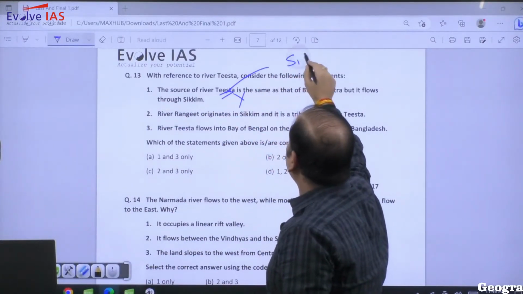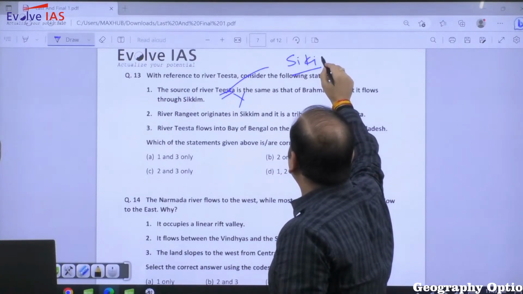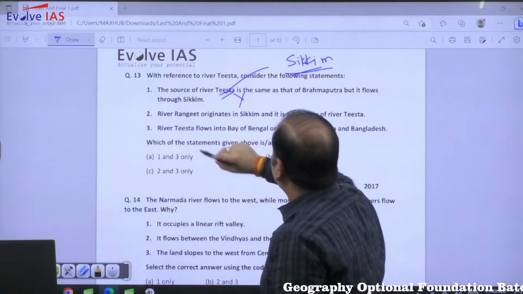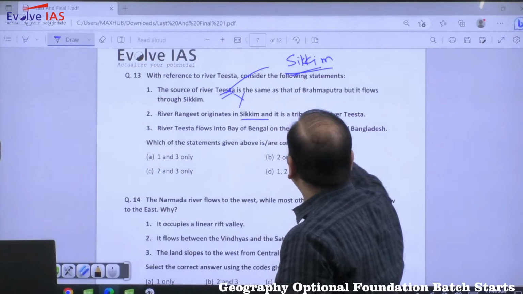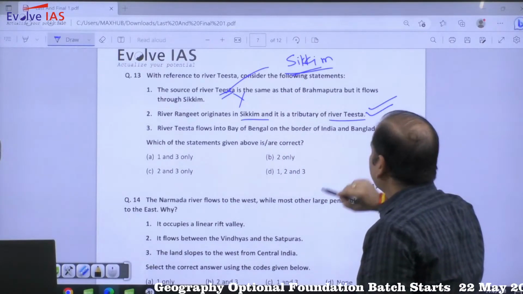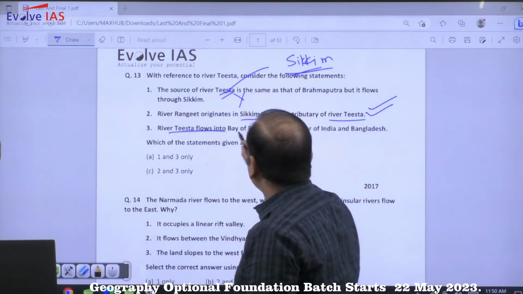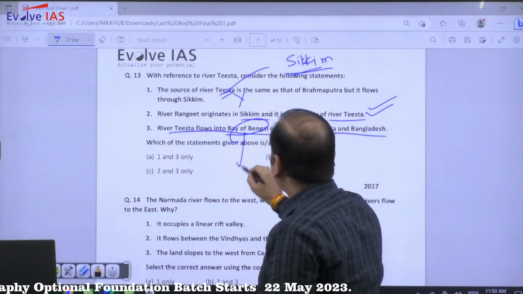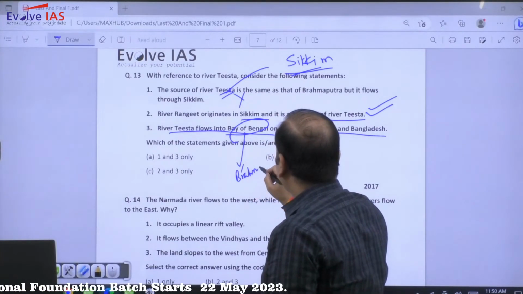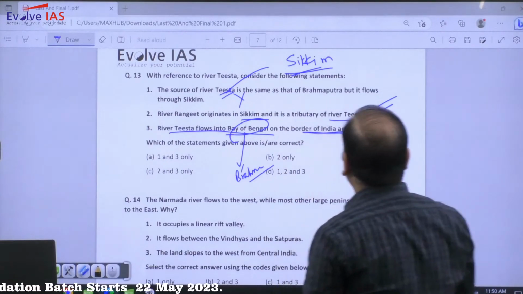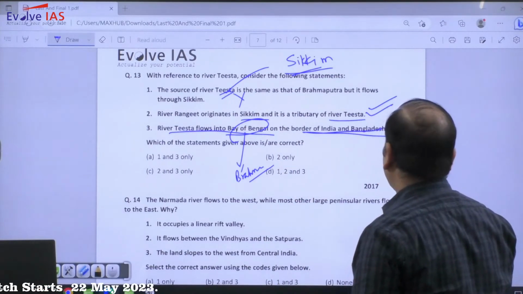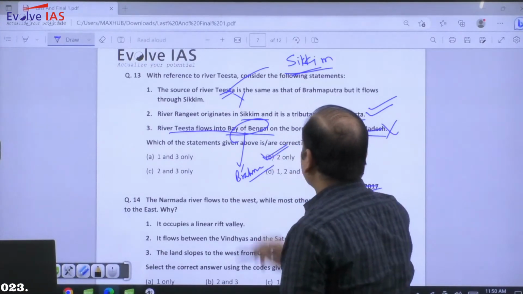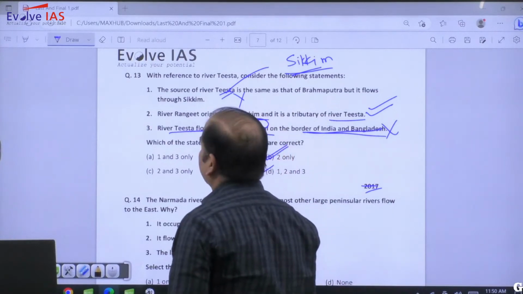Teesta originates from Sikkim. River Rangit originates in Sikkim and it is a tributary of river Teesta. So this statement is correct. River Teesta flows into the Bay of Bengal on the border of India and Bangladesh? River Teesta flows into Brahmaputra at the border of Sikkim and West Bengal, not India and Bangladesh. So this statement is incorrect. This question was asked in 2017. So the answer will be B, that is 2 only.